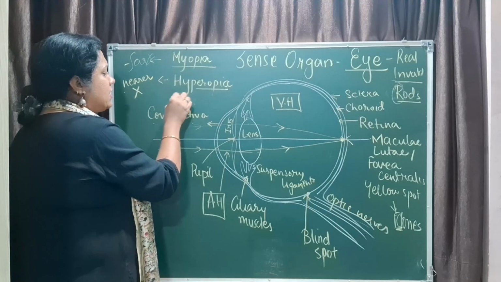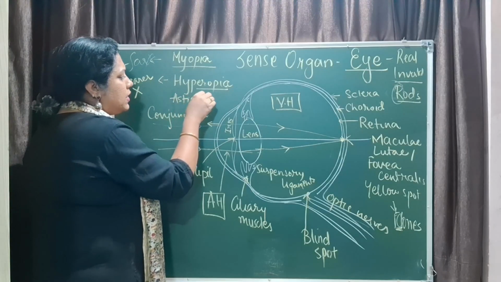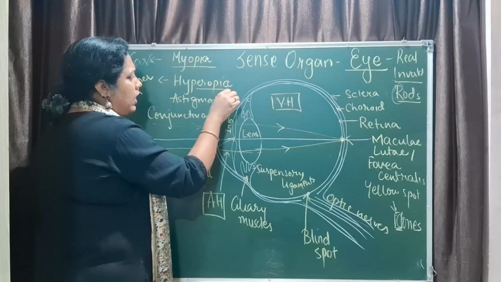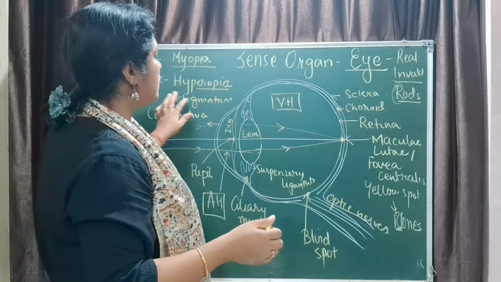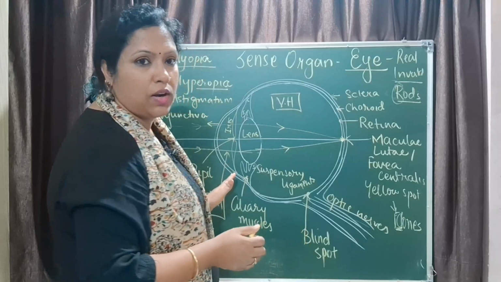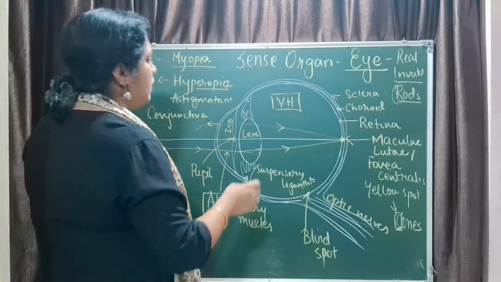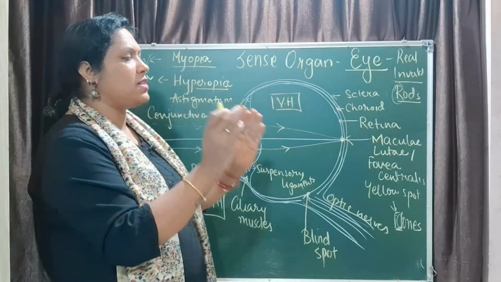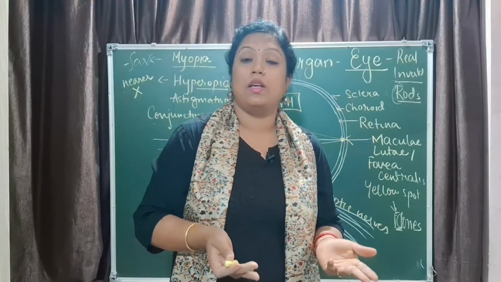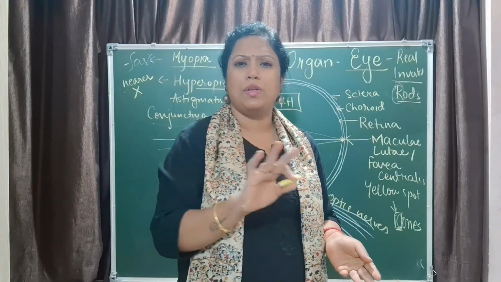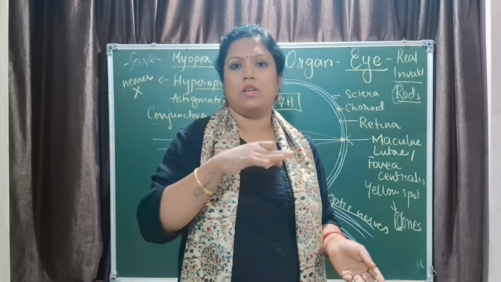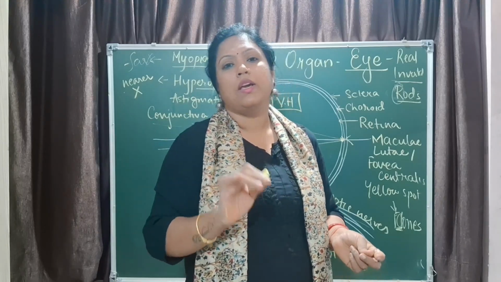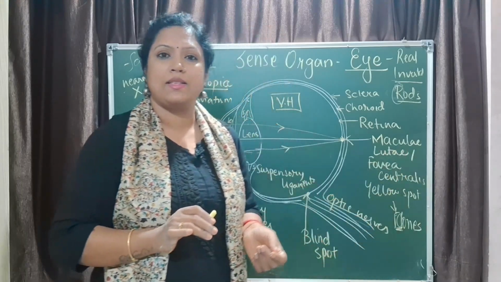Then you have astigmatism. Astigmatism is where you have multiple images being formed on the retina because of the difference in thickness in the cornea. So you have multiple images. Some images are very distinct, some are not seen even, and some are blurred. Generally, differentiating between different lines, horizontal and perpendicular, cannot be done by people who have astigmatism.